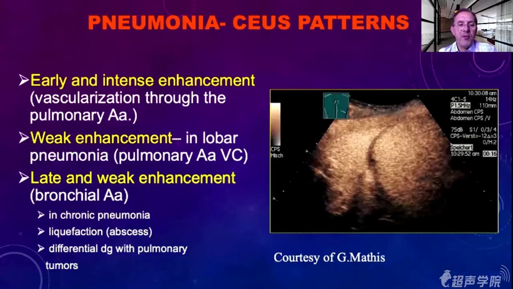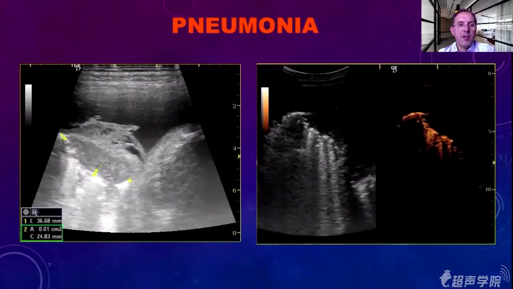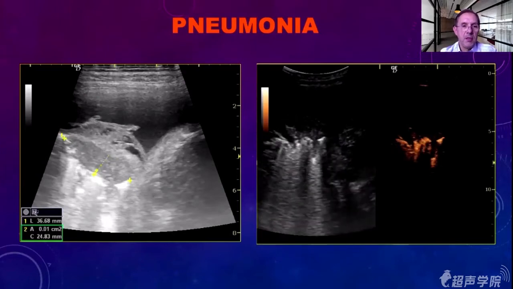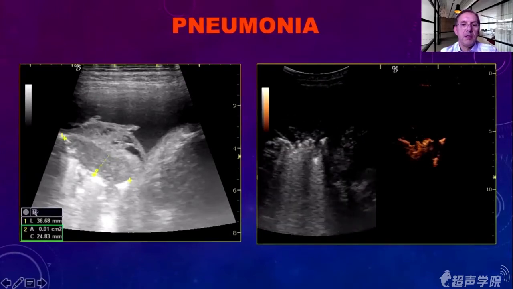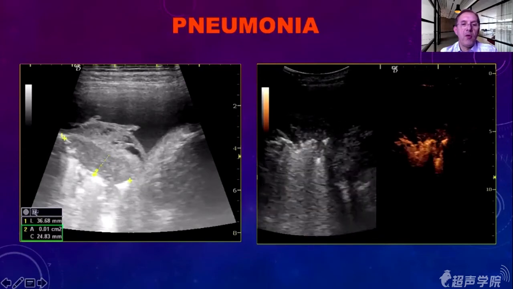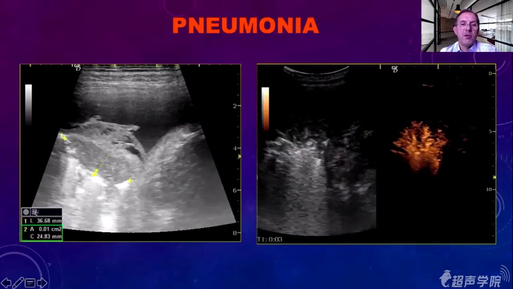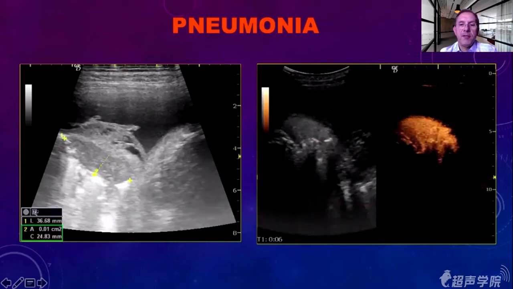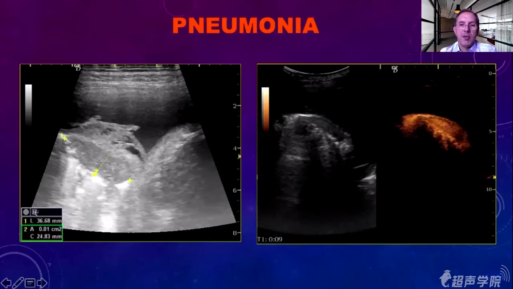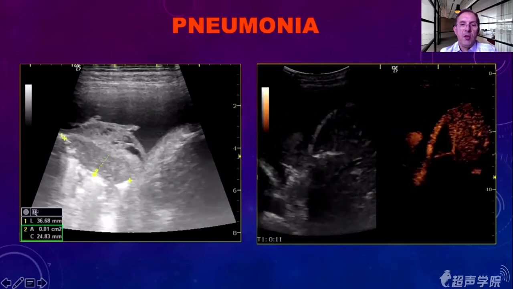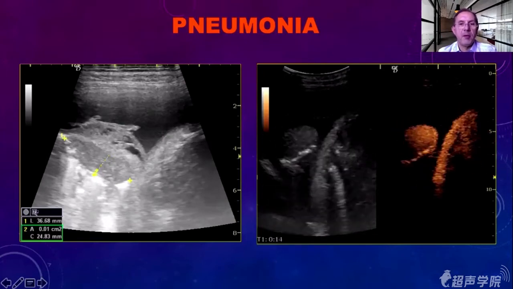And here we have big problems in differentiating this kind of lesion from a pulmonary tumor. Another case of a pneumonia, you see here the tissue, a consolidation of the pleura. We have also some pleural lesions. In fact, it was a case of tuberculosis, a big consolidation. And you see here, very early at 5 seconds, we have a very intense enhancement of that pulmonary tissue, which represents, in fact, a pneumonia.